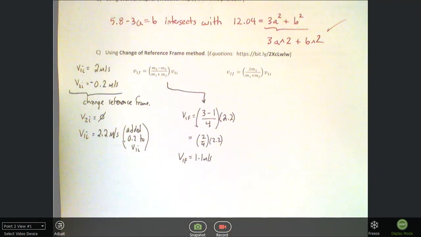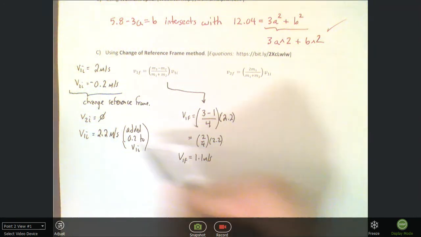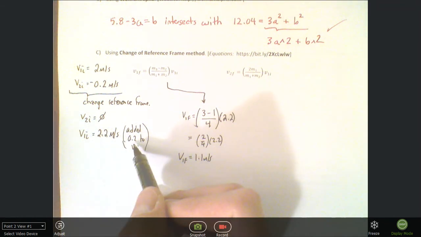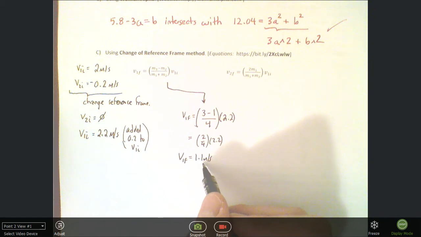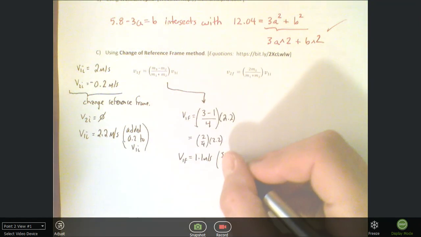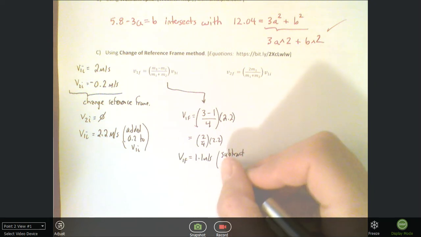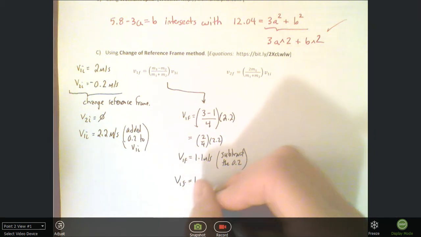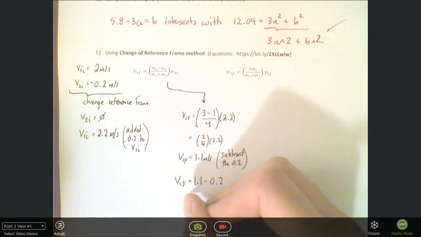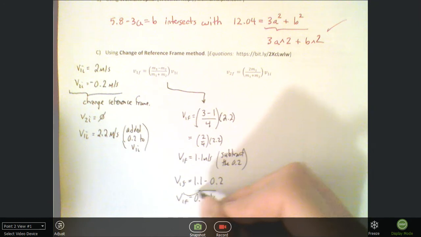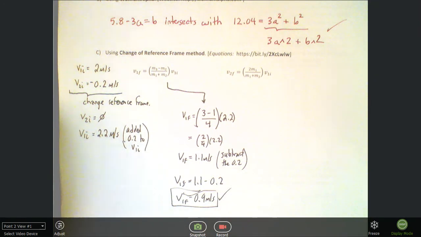But now you have to remember, we added 0.2 to V1I because we changed the reference frame. So this is in the reference frame where the other object is stationary, but the other object is not stationary. So since we added there, we have to subtract the 0.2. And so V1F is 1.1 minus 0.2, which is 0.9 meters per second in the normal frame of reference. And that is the answer.